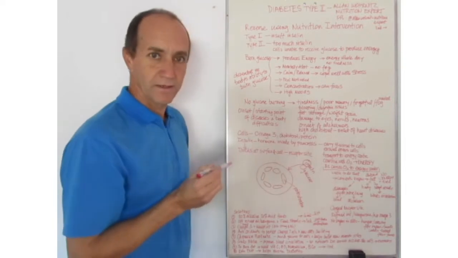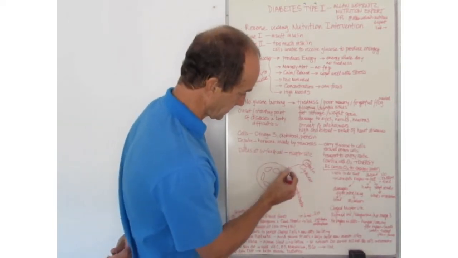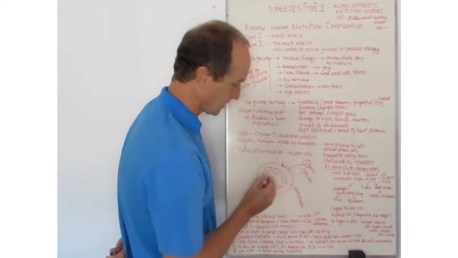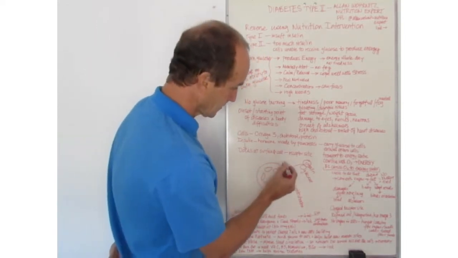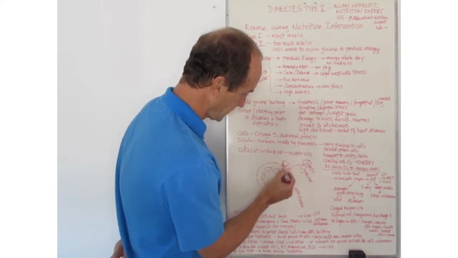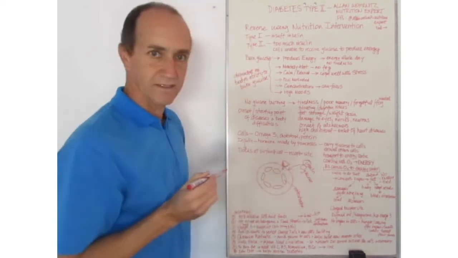to the cell. Now at the cell there's what is called a docking site. It docks. So you've got a little site here. It's a docking site. It's called a receptor site. So the insulin arrives here, docks here, and then releases the sugar, and the sugar goes inside the cell.